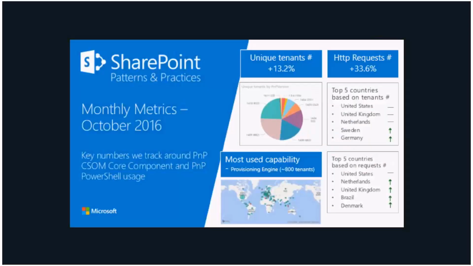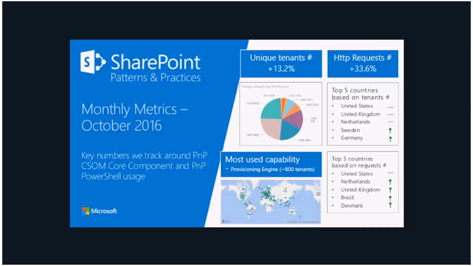From a monthly metric perspective, I'm not going to go through all of the different drawings this time, so I'm going to save some time. But I wanted to have this one slide, which shows the usage numbers related to the PnP CSOM core component and the PnP PowerShell. Because if you're wondering whether you can use this stuff in production, the answer is yes, you can. This is absolutely production ready for you to consume and use within your production tenants.